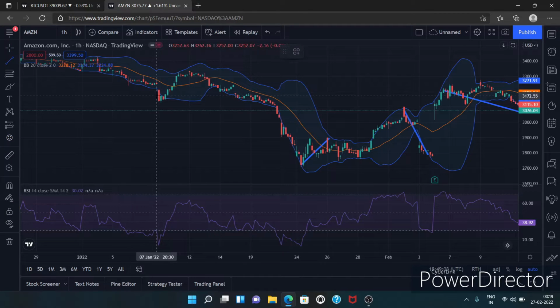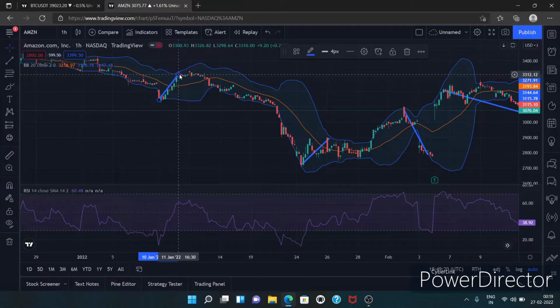Also, one point over here. At this point, the RSI is in oversold region and the stock is near the support of the Bollinger Bands. From this point to this point, an up move has been produced after the buy signal.